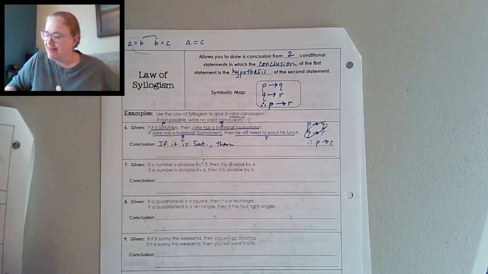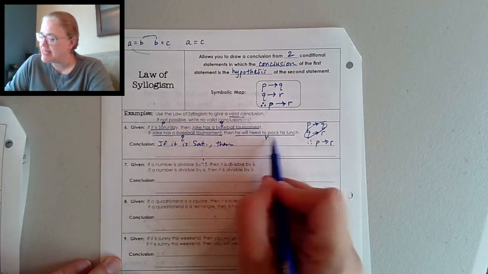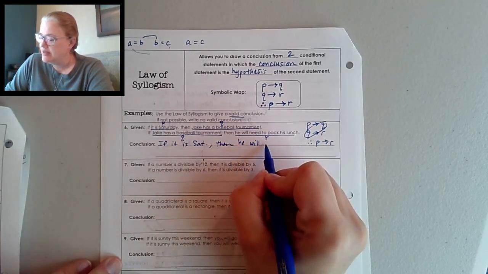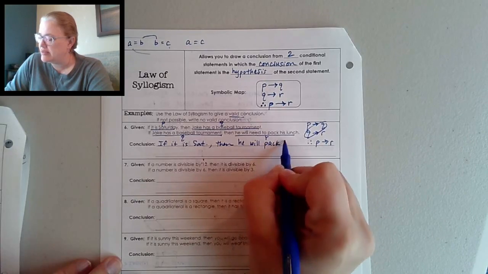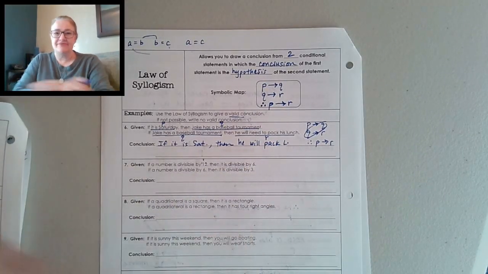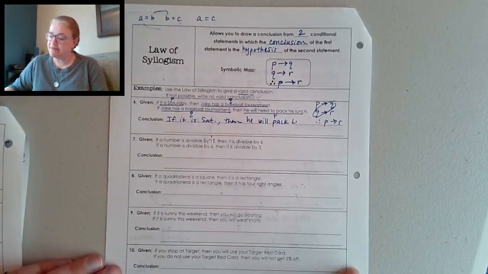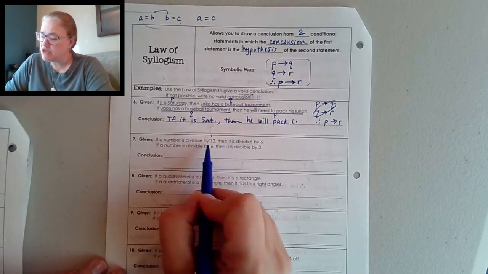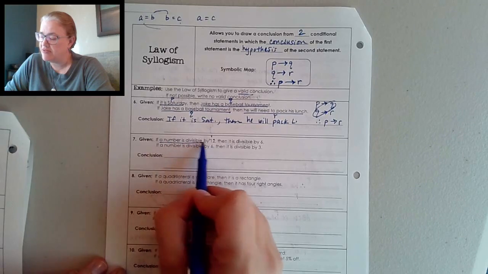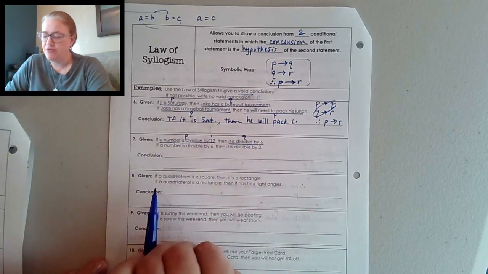All right. Sorry. If it's Saturday, then the last thing, he will need to pack his lunch. And you can abbreviate. He will need to pack his lunch. Okay. Number 7. Let's see if there's anything we can conclude or if it doesn't follow the argument correctly. If a number is divisible by 12, then it's divisible by 6. So a number is divisible by 12, that's going to be our P. It's divisible by 6, that's our Q. If P, then Q.